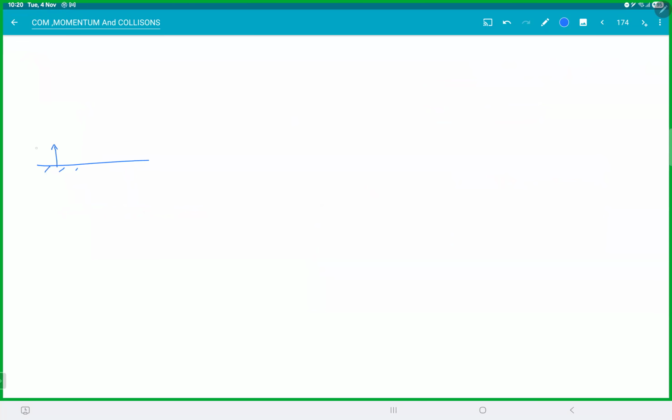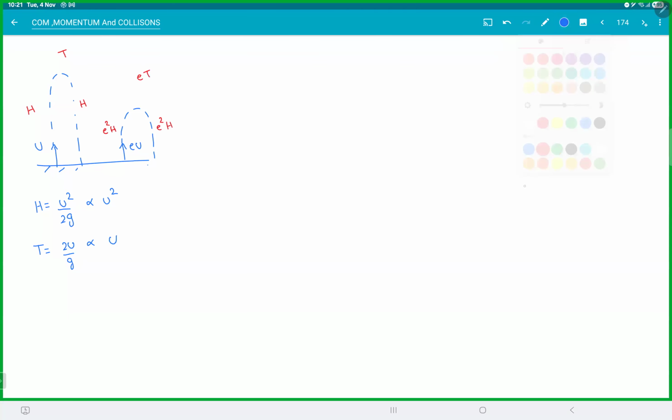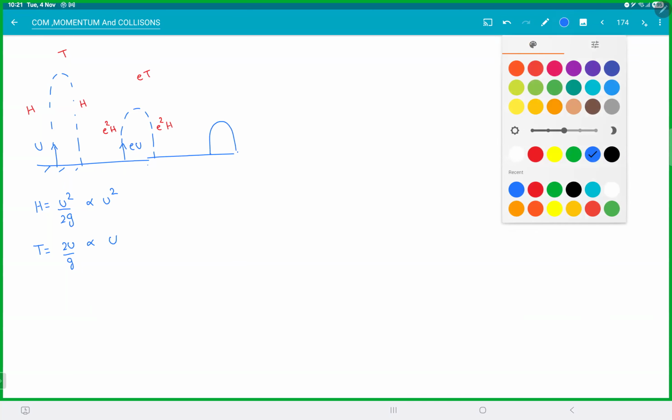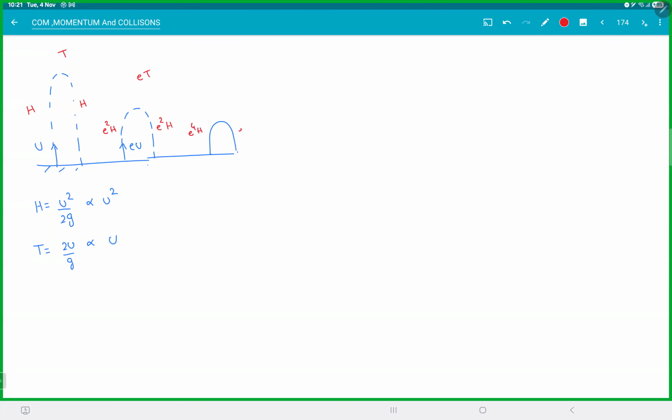So first time when you go with speed u, you go up and you come down. So here H max will be u square by 2g. Time of flight is 2u by g. Second time your speed becomes eu. And you can clearly see H is proportional to u square and time is proportional to u. So in the first case, if the distance is H and the time is T, second case, the distance will be e square H, and the time will be eT. The third time it will be e power 4 H, and this will be e square T, and so on.